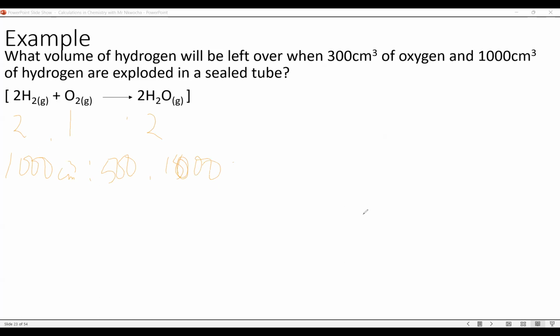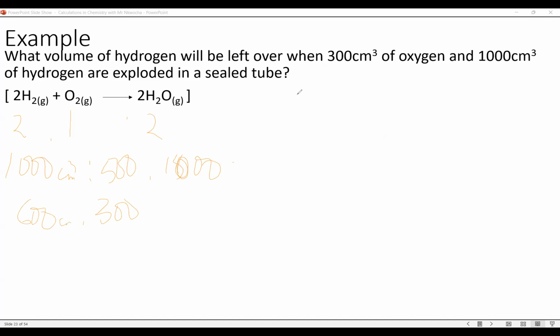water. Unfortunately, do we have 1,000 of water? Hydrogen, do we have 1,000 of hydrogen? Of course, nobody cares about water. Do we have 500 cm³ of oxygen? No, we only have 300. So that means you cannot use it. If I have 300 here, I will need double it, about 600.